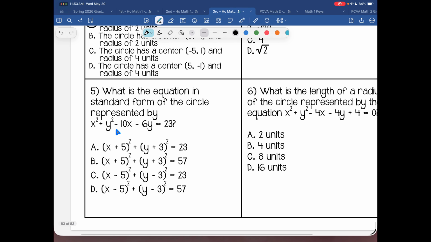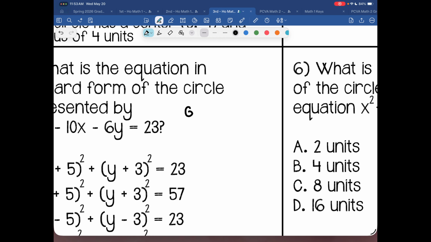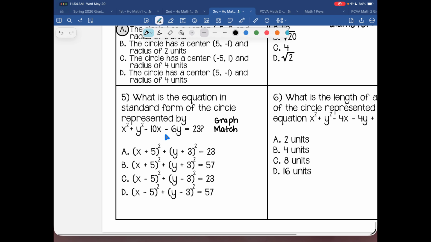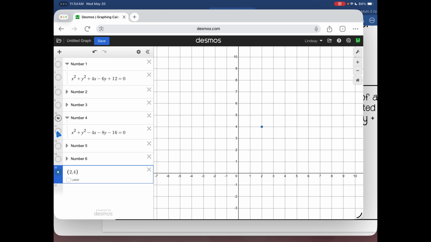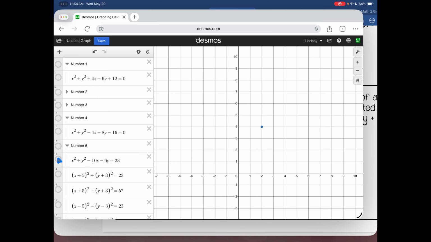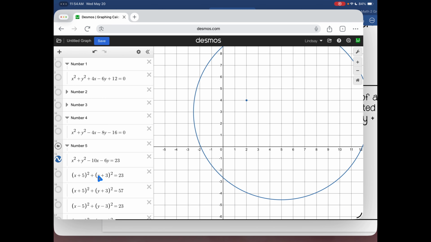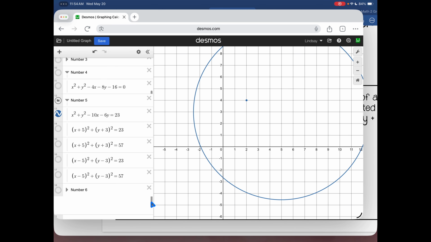All right, so for this one, we're going to be doing some graph matching. So it says which one of the standard form equations is represented by this general form. So if I type this in and I type in the actual answer choices, there's going to be one that graph matches. So for this one, we're going to graph match each answer choice and see which one actually works. Okay. So as I do that, I actually already have those put in. So for number 5, I have my original. There's my original. So let me clear that out.